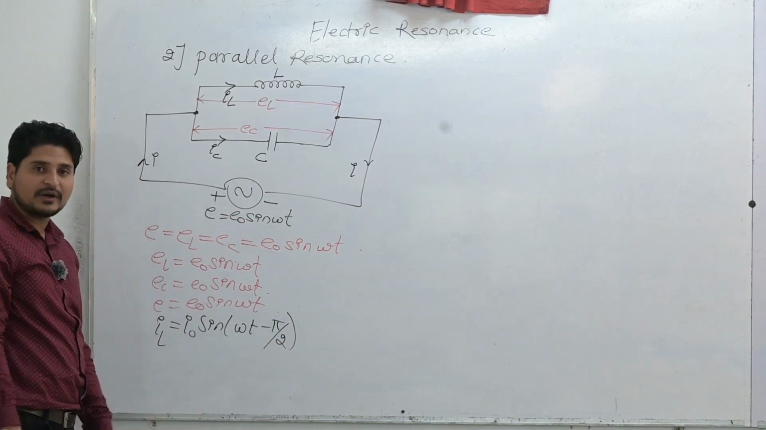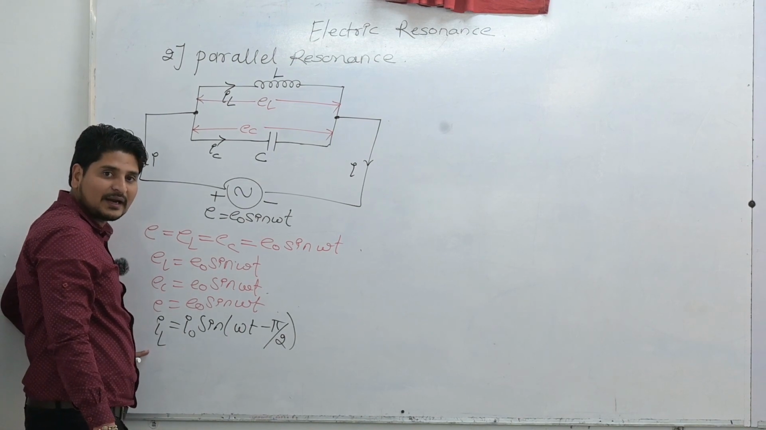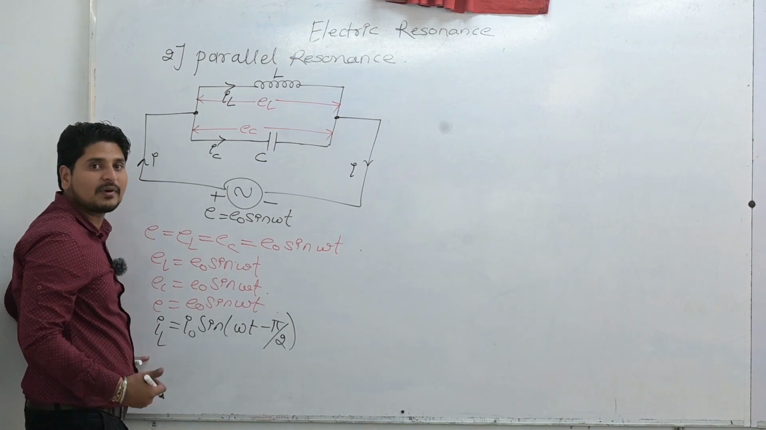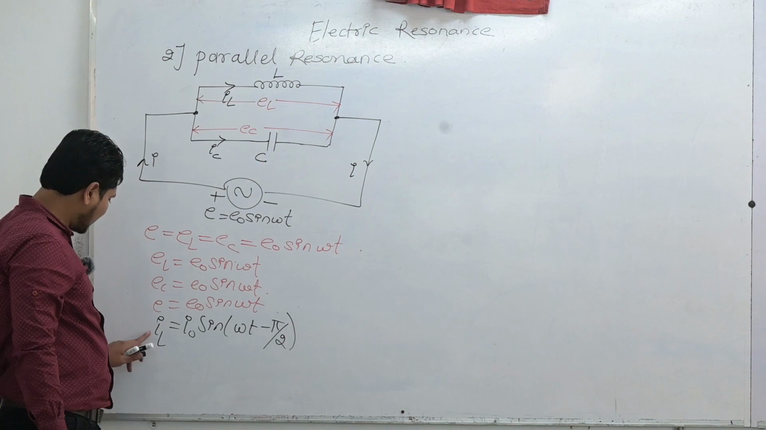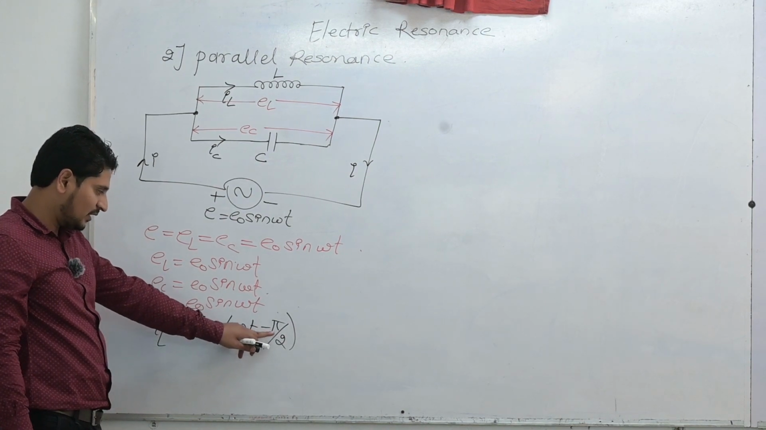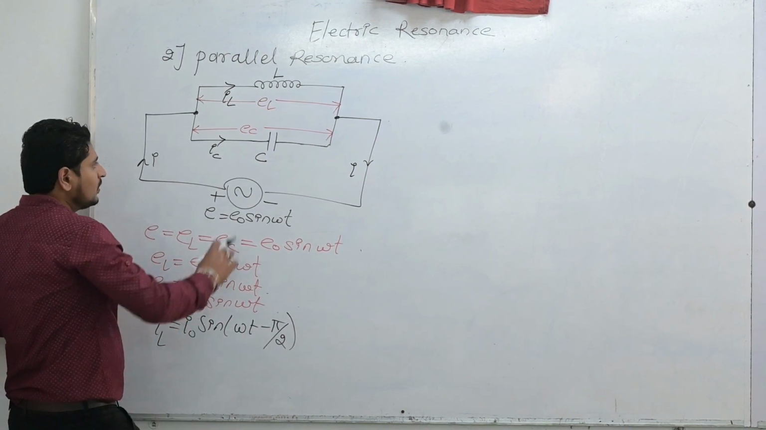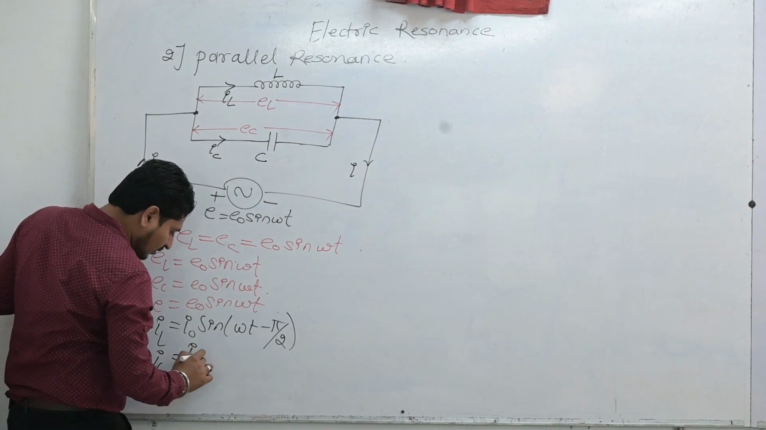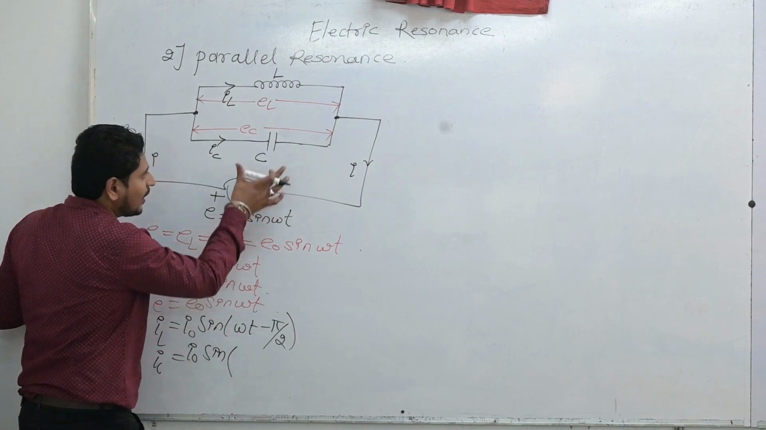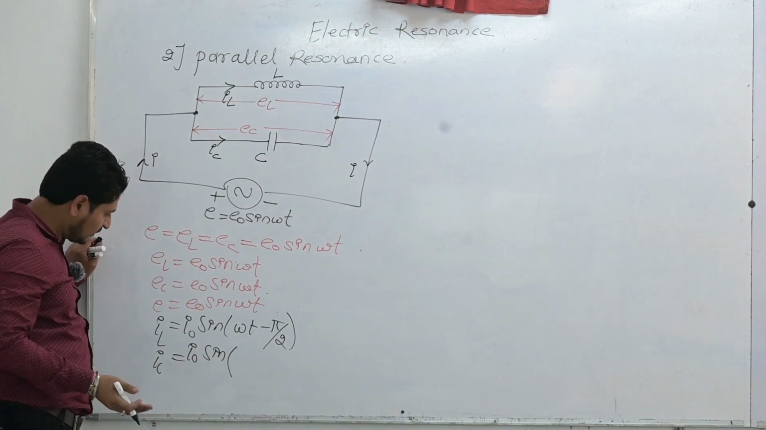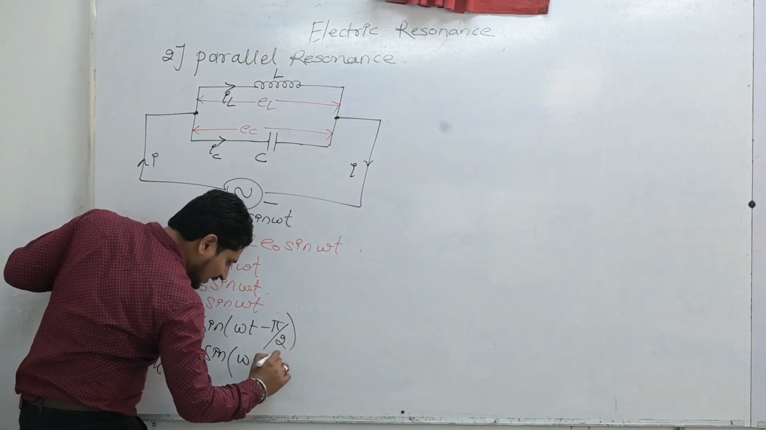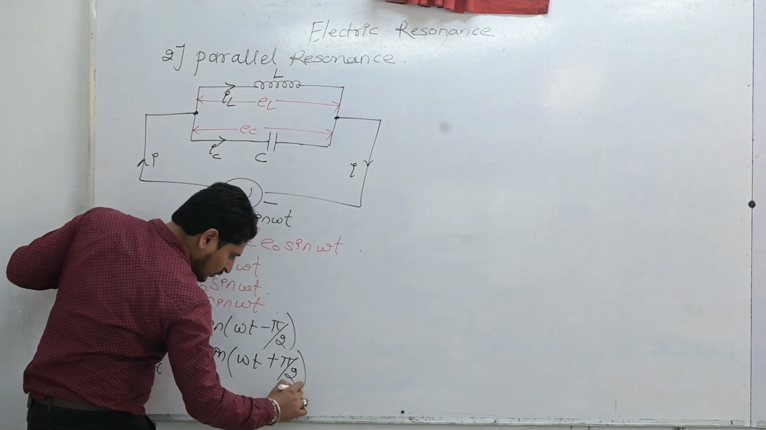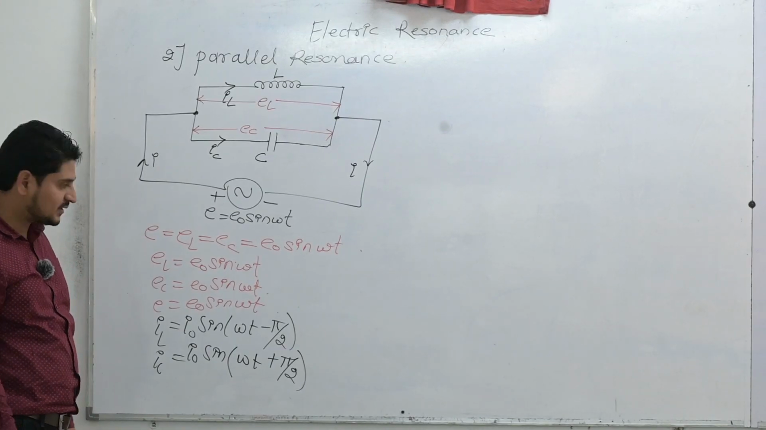Why is this minus pi by 2? Because this is an inductor, and in an inductor the current lags the EMF by pi by 2. So that's why IL is equal to I naught sine omega t minus pi by 2. Now for the capacitor, again we take IC. IC is equal to I naught sine, and in a capacitor the current leads by pi by 2. That's why this is sine omega t plus pi by 2. So this is the equation for IC.